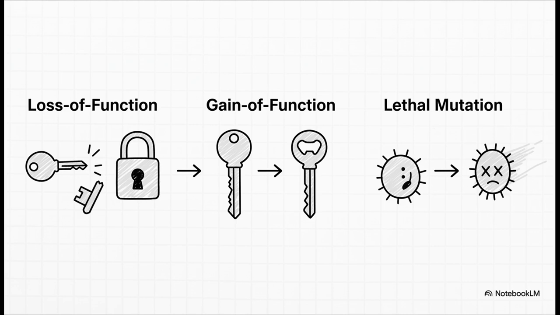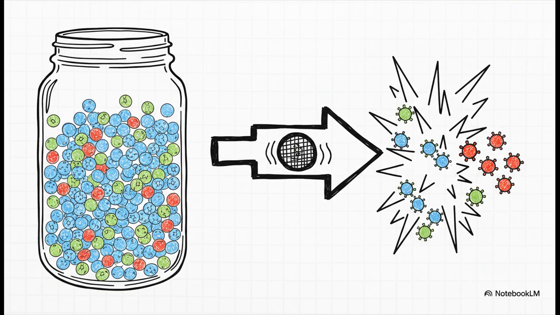The most common result is a loss of function. The gene is broken, the protein it makes is useless. This is your typical outcome for nonsense or frame shift mutations. Then, much more rarely, you get a gain of function. This is the jackpot. The mutation actually gives the protein a new or improved ability. And finally, if the mutation hits a gene that's absolutely essential for life, you get a lethal mutation. Game over.